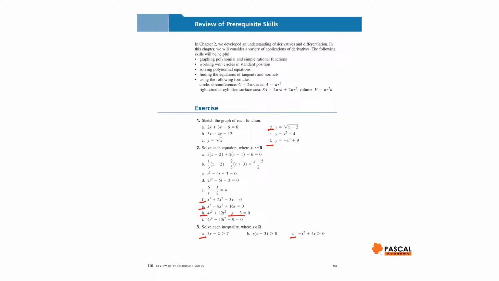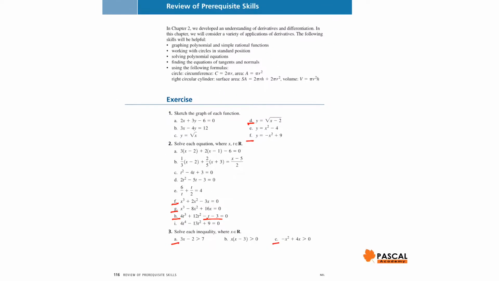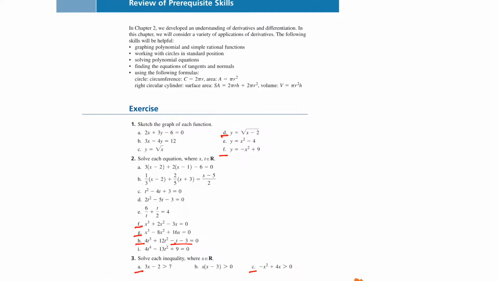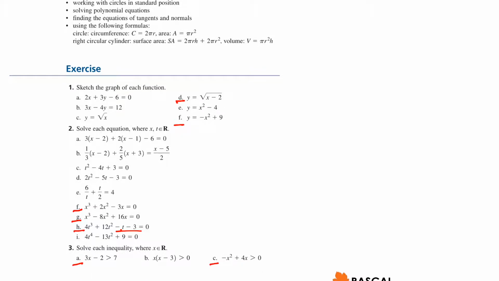MCV4U1. Chapter 3, Session 2. In this session, we work on questions assigned in Session 1 from pages 116 and 117. The first question is sketching the graph of y equals square root of x minus 2.